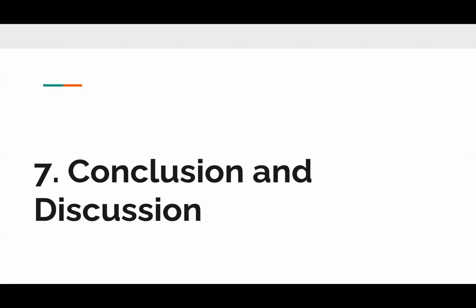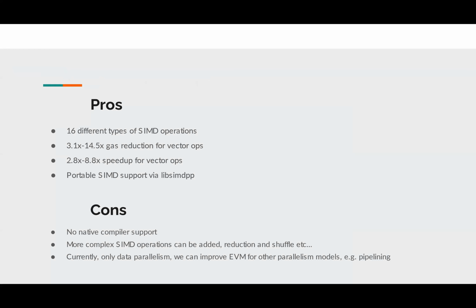I will conclude and discuss what can be done further. We have added 16 different types of SIMD operations to the EVM, and we approximately obtained 3 to 14 times cost reduction and also 3 to 9 times speed up for vector operations. We obtained portability with the help of a generic SIMD library, which is called libsimdpp. It has nice fallback options, as I said before.